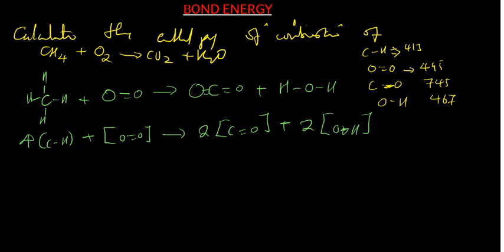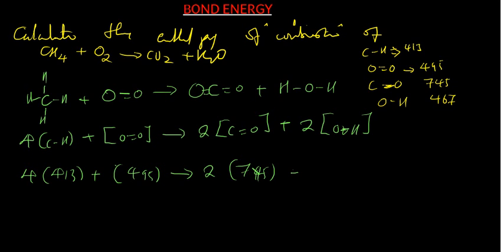Now to find the enthalpy, let's just substitute first. The carbon to hydrogen bond is 413, and then the bond between oxygen and oxygen is 495, and that produces the bond between carbon and oxygen, which is 745. The bond between, okay, this is a 4 here. The bond between oxygen and hydrogen is 467.